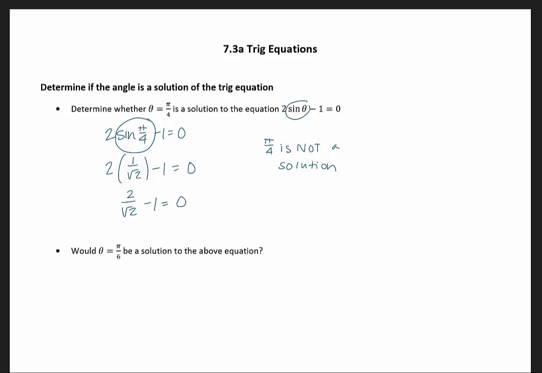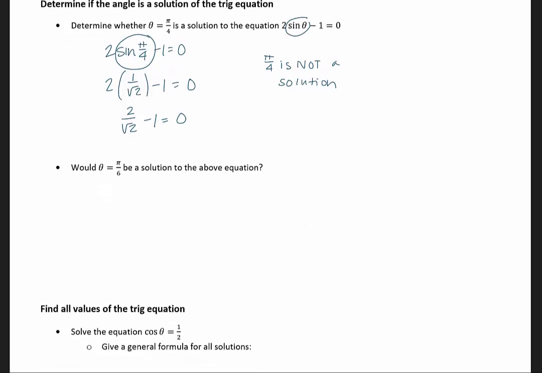So why don't you go ahead and pause the video and try to see if theta equals pi over 6 is the solution. Okay, so to do that, I'm going to take pi over 6 and substitute it in. So 2 sine of pi over 6 minus 1 equals 0. I know that the sine of pi over 6 is 1/2. And so now when I multiply 2 times 1/2 is 2 over 2 minus 1 equals 0. So 1 minus 1 does in fact equal 0. So pi over 6 is a solution to this equation.